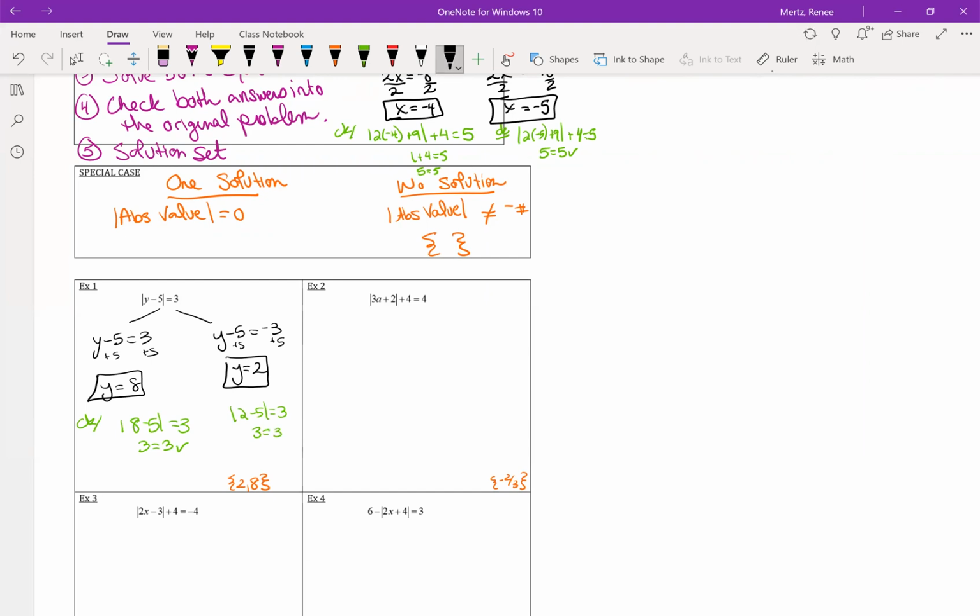For example 2, we're going to start it by getting the absolute value alone. So our first move is to subtract 4. We get 3a plus 2 equals 0. We're branching. Because it's equal to 0, we can only solve for one answer. So this is one of our special cases.